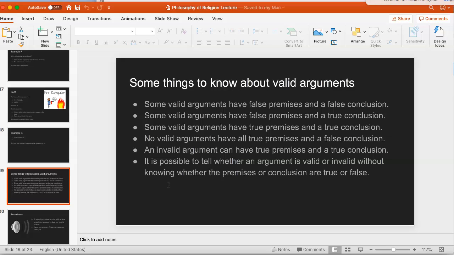It is possible to tell whether an argument is valid or invalid without knowing whether the premises or conclusion are true or false. Yes, it is possible to do that. And you can see that with example B, the example about Professor Plum. You don't know who Professor Plum is, who Miss Scarlett is, but you can see that that's a valid argument, because if the premises were true, the conclusion would have to be true. You don't know whether any of it's true, but you do know that there's this right sort of relationship between the premises and the conclusion. So you use your imagination to try to see if you can come up with a possible scenario where the premises are true and the conclusion false. And if you can't, that's a good indication that the argument is valid.